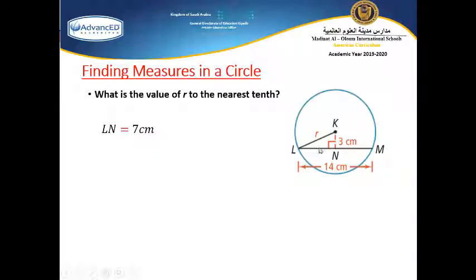Using the Pythagorean theorem, we can find the length of the hypotenuse KL. R squared equals 7 squared plus 3 squared. Then R squared equals 49 plus 9. Then R squared equals 58. To find the length of R, we use the square root of 58. Then R equals 7.6.